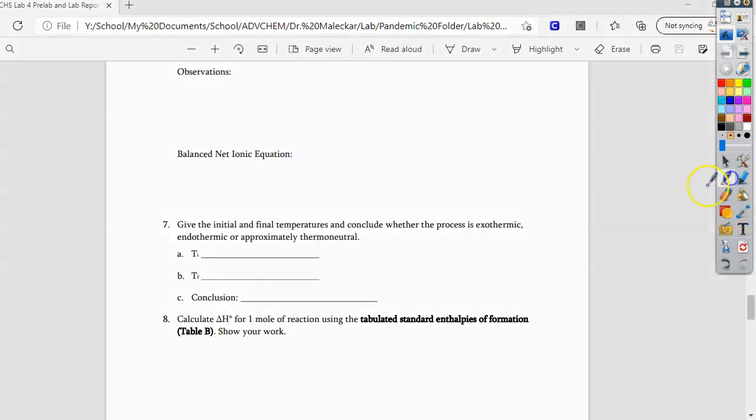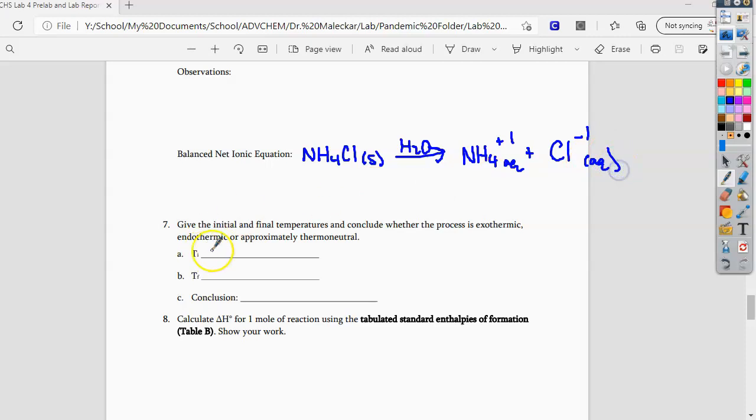Be specific on your observations. They want specific observations. You're taking ammonium chloride solid and you're dissolving it in water, and you get ammonium +1, aqueous, and then Cl -1, aqueous. Again, temperatures are from the video.